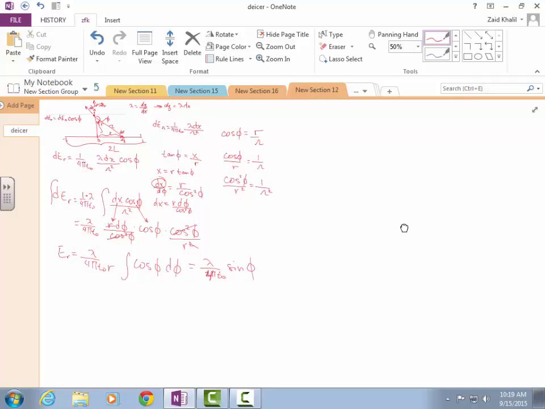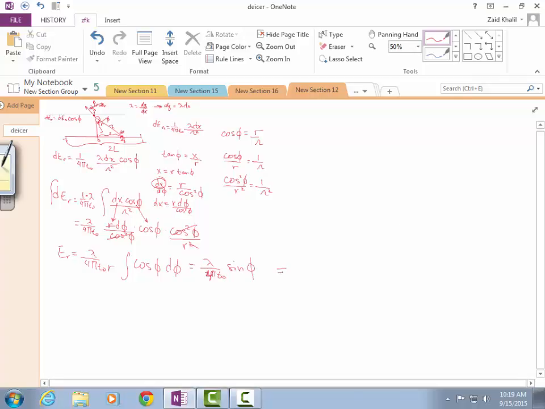From negative L to L. That's right. So I'll put this back into that form. So you get lambda over 4 pi epsilon naught little r. And what's sine of phi? x over script r, meaning x over the square root of r squared plus x squared. And there you have it. And now we evaluate this from where to where? Negative L to L.